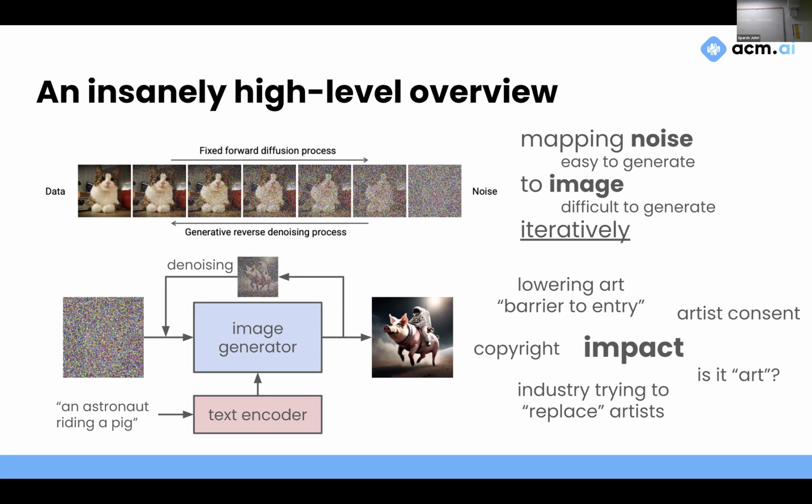And while this is happening, we can condition it with some sort of text encoder. And in this case, conditioning just means we're telling the model, hey, I want the image that's generated to fit this prompt. So that's a general overview.